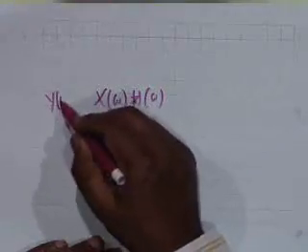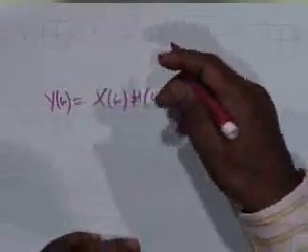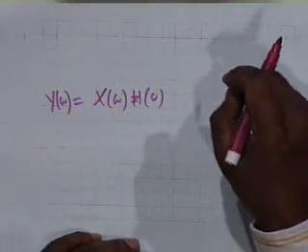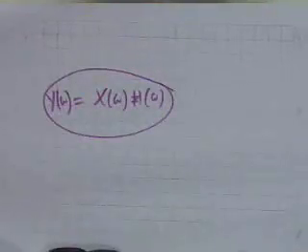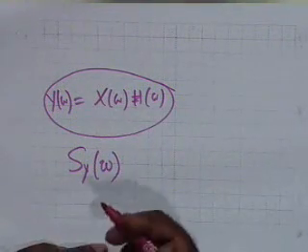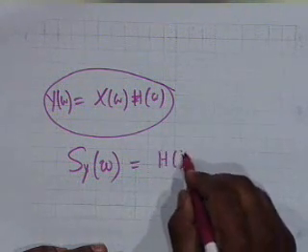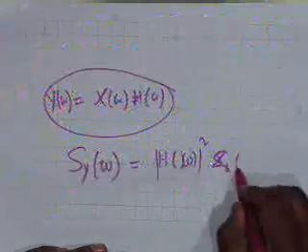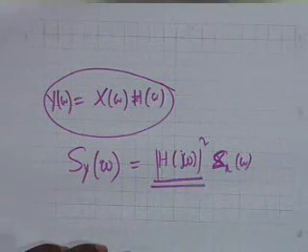You will see that Sy of omega, you can't say capital Y of omega because y of t is not Fourier transformable. You will see that this is equal to h of omega magnitude squared multiplied by Sx of omega, the power spectral density. What name can you give to this function? It is called the power transfer function. It should strictly be called spectral density transfer function, because this is equal to Sy omega divided by Sx omega. But it goes in the literature by the name of power transfer function.